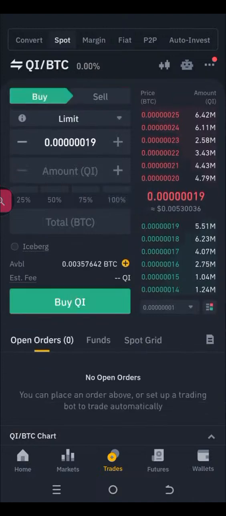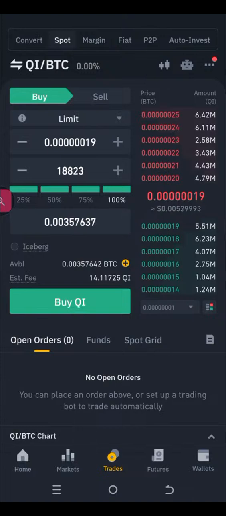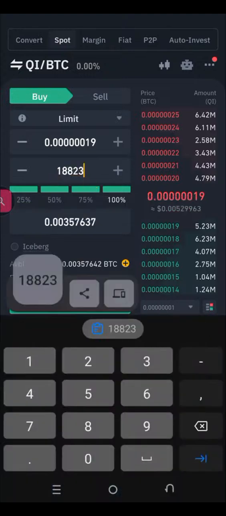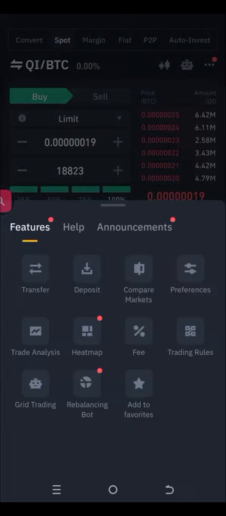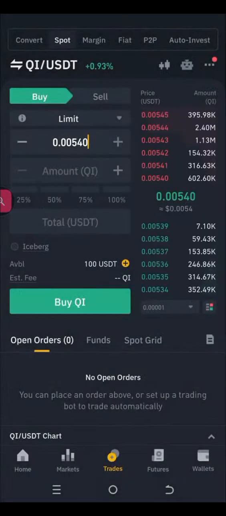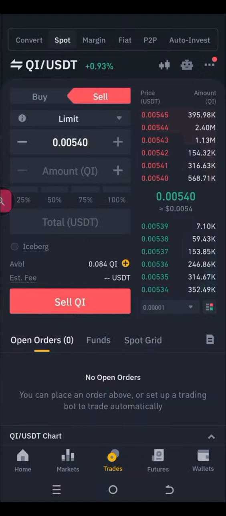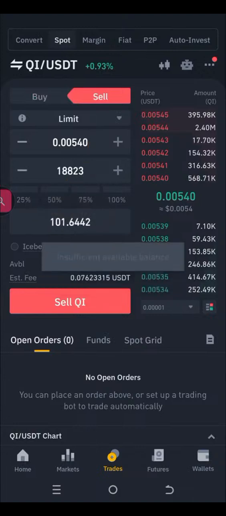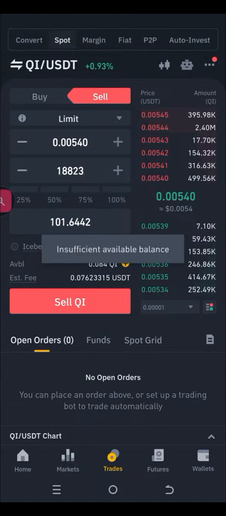Let's buy and let's see how much we can get. So what we have is 357,637. So what we're going to get is this amount. Let's copy that, and then let's go to compare markets and click on the USDT. So if I try to sell, what would I get? Let's see what I make profit. Okay, same amount, 1.6%. That's $1.64. So let's just go with this, right?